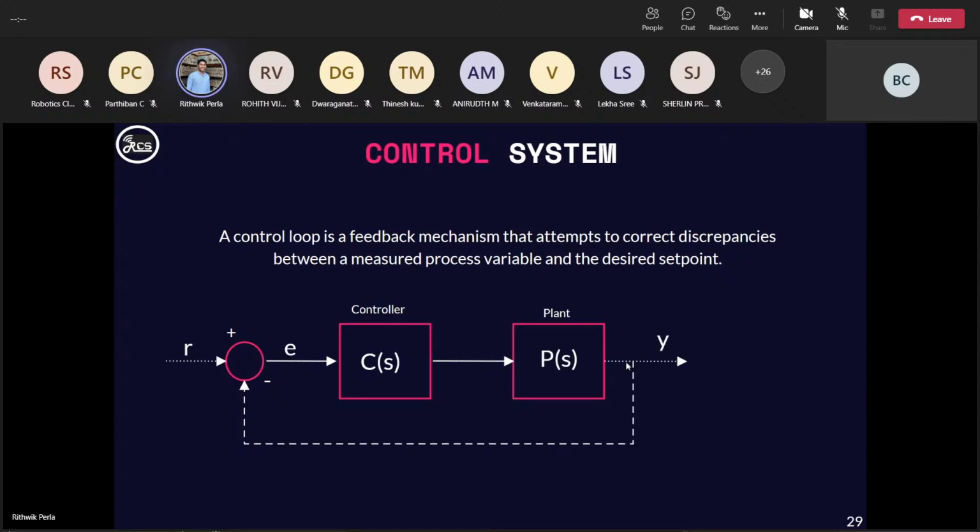So basically, it compares input and output. It will calculate an error E, which can be more or less. If it's more, it will be a positive number. If it's less, it will be a negative number. Accordingly, it will process. Again, according to that, the input is taken into the controller. You will get output. So this happens continuously, so that there's not a lot of change.